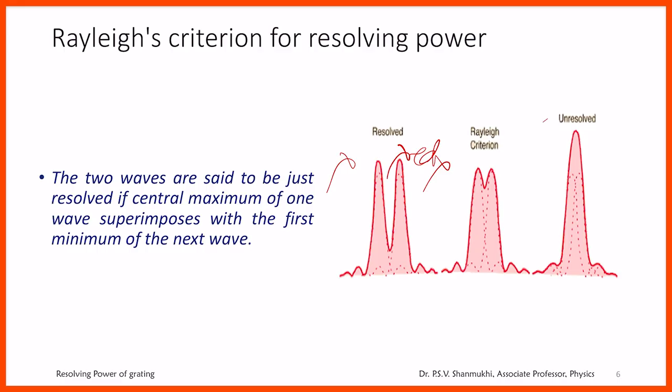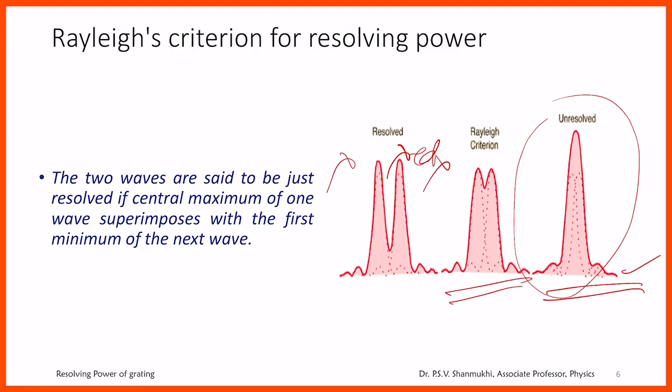Observe this diagram. Here the two central maxima are superimposed, so these two are not separated. And coming to this one, here also almost the two central maxima are superimposed. Again no resolution at all. And consider this one. In this case you observe the central maximum of one wave and the first minimum of the next wave.